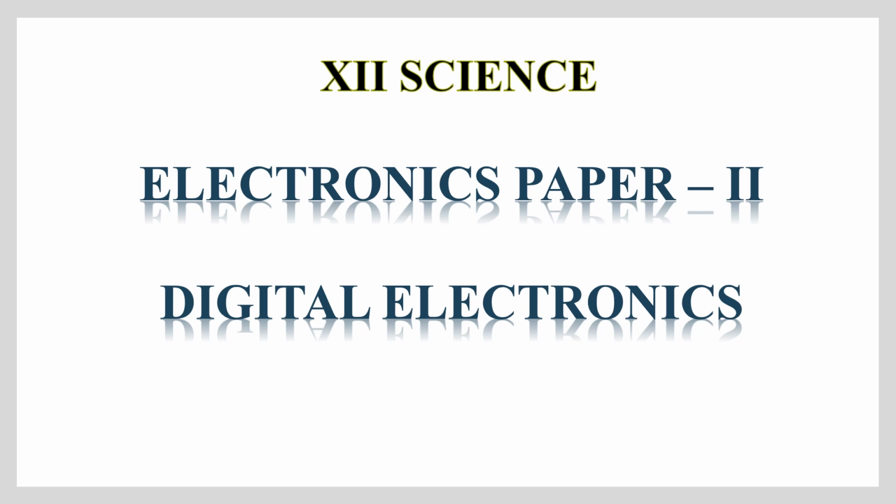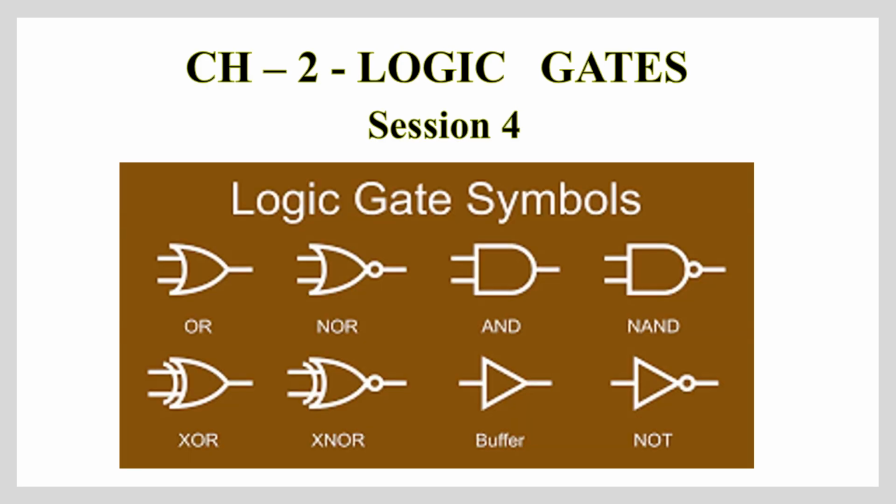Done. Welcome to another world of digital electronics, that is electronics paper 2. So let us begin. We already started with paper 2, chapter number 2, logic gates. We have already seen the first session, second session and third session. Now we'll proceed to session 4.